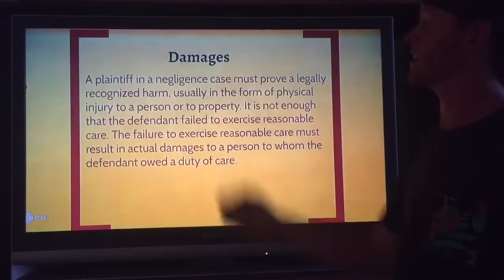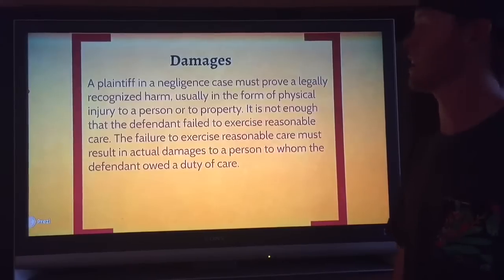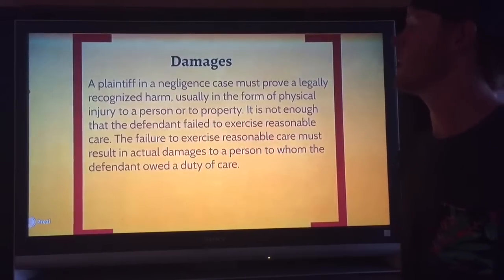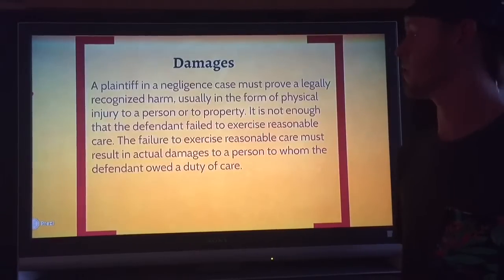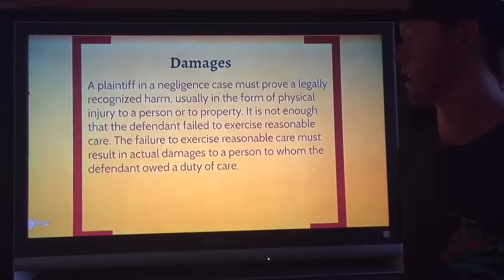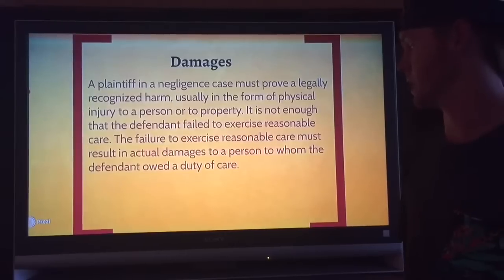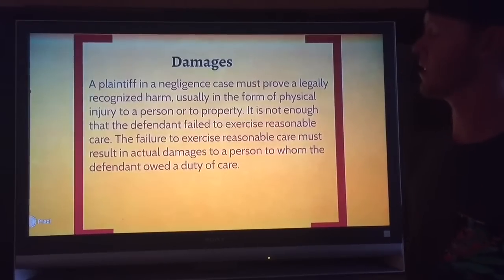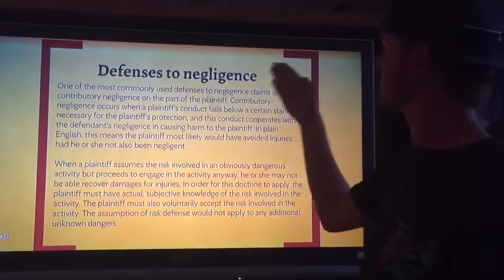The fourth element in negligence cases is damages. A plaintiff in a negligence case must prove a legally recognized harm, usually in the form of physical injury to a person or to property. It is not enough that the defendant failed to exercise reasonable care. The failure to exercise reasonable care must result in actual damages to a person to whom the defendant owed a duty of care.